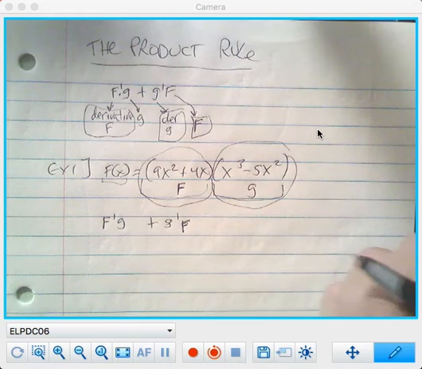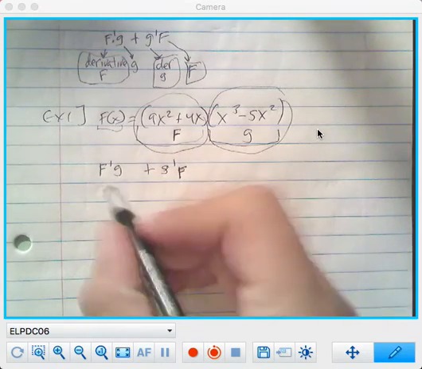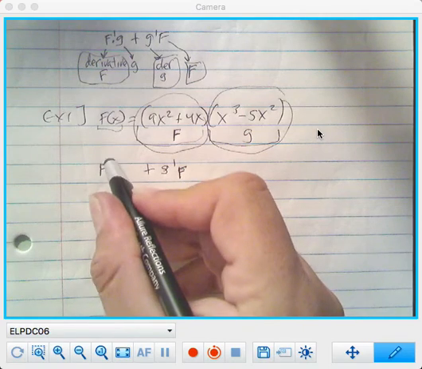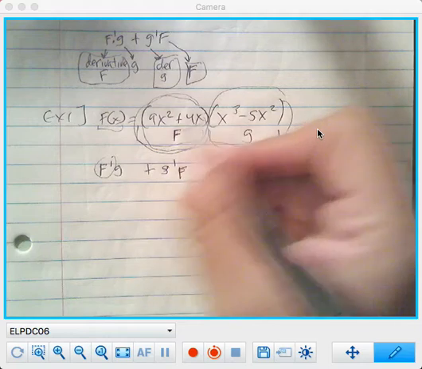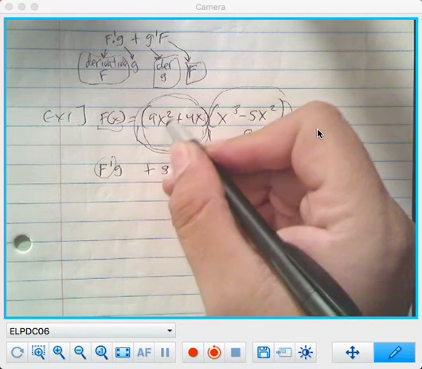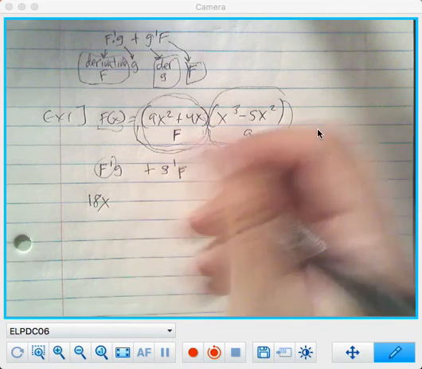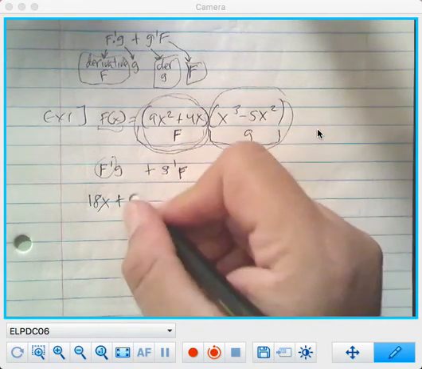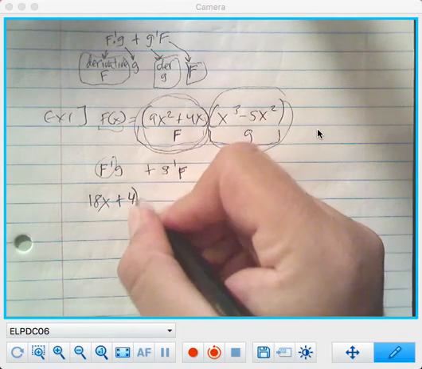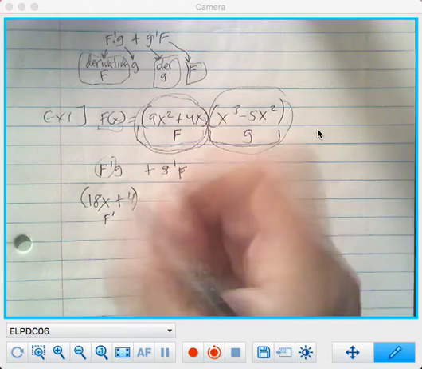Cool. So what does this mean? What is the first thing we have to do? Take the derivative of f, so the derivative of this thing. The derivative of 9x squared would be 18x, and then plus the derivative of 4x, which is just 4. This is f prime. We're done with f prime.